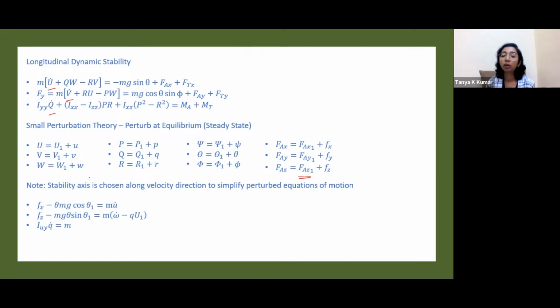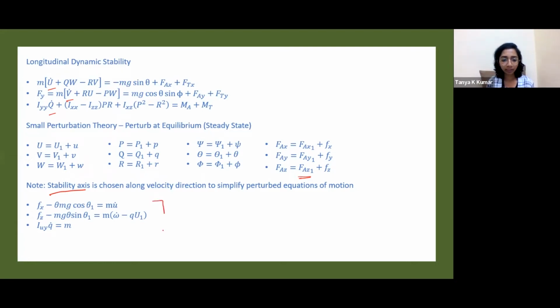Now they are all subject to a small perturbation. The small quantities, small u, small v, small w, are all the perturbed quantities. They are the small perturbations that we have introduced to the aircraft at equilibrium, at steady state. When we derive the equations of motion, it is convenient to choose a stability axis that is along the final velocity direction. Why? It simplifies the equations greatly. If you align your axis in the final velocity direction, the x-axis of the stability axis is coincident with the velocity. So the velocity will not have components in the y and z axes, and the final equations become extremely simplified.